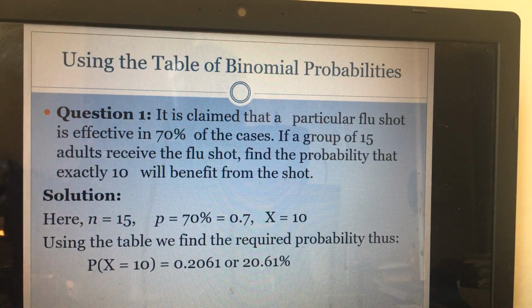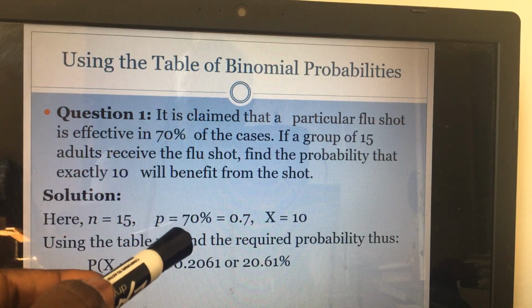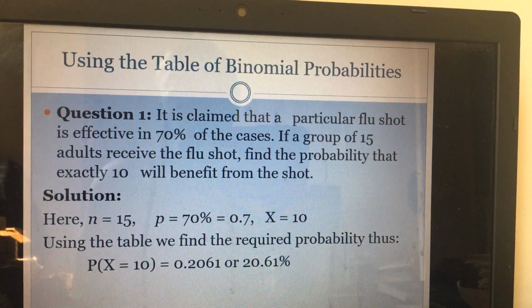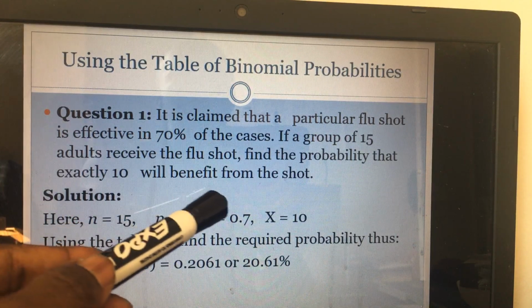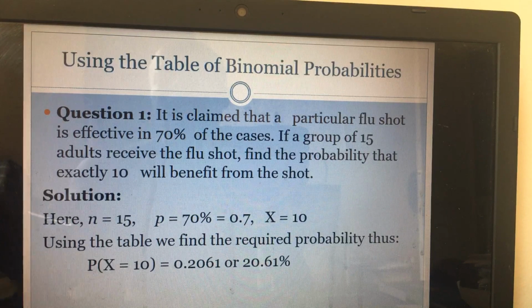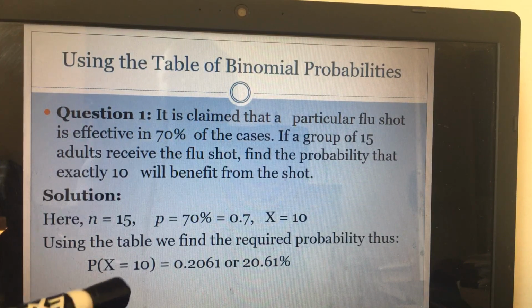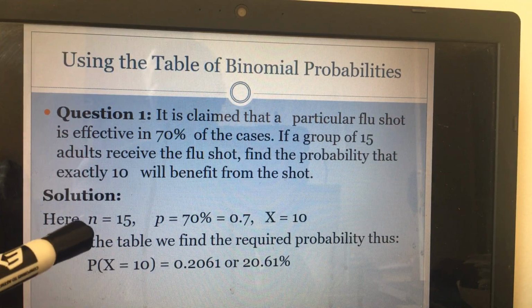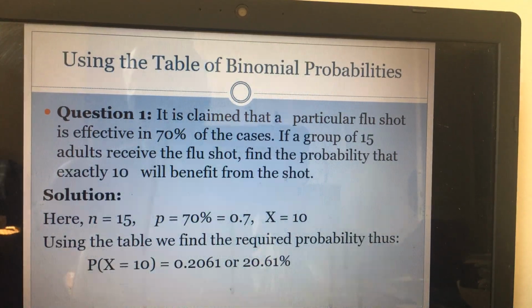It is effective 70% of the time. That means p is 70% or 0.7. And you are looking for the probability that exactly 10 people will benefit from the shot. So our x is 10. So the probability that this flu shot will benefit exactly 10 people will be equal to... you already have your n, p, and x. So let's go to the table and find the answer.